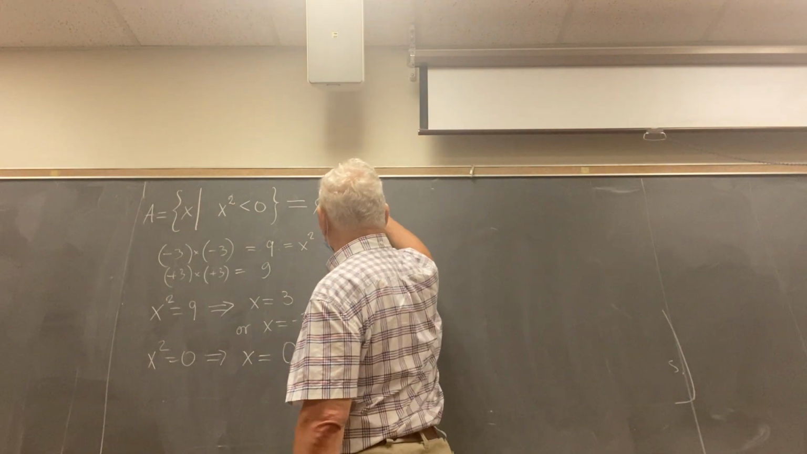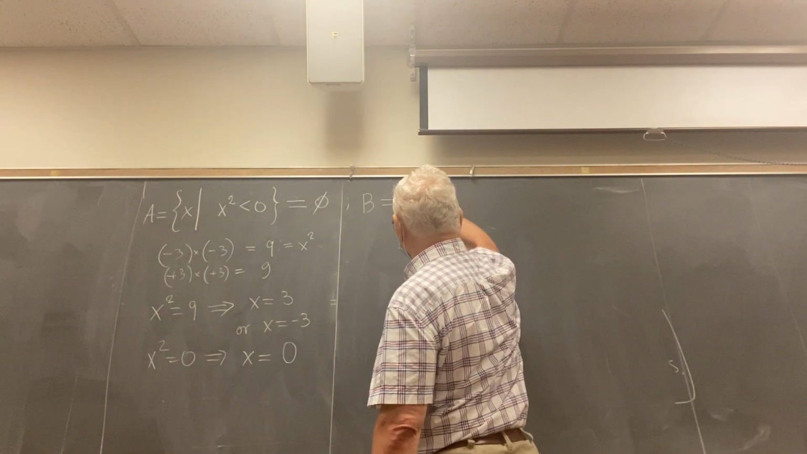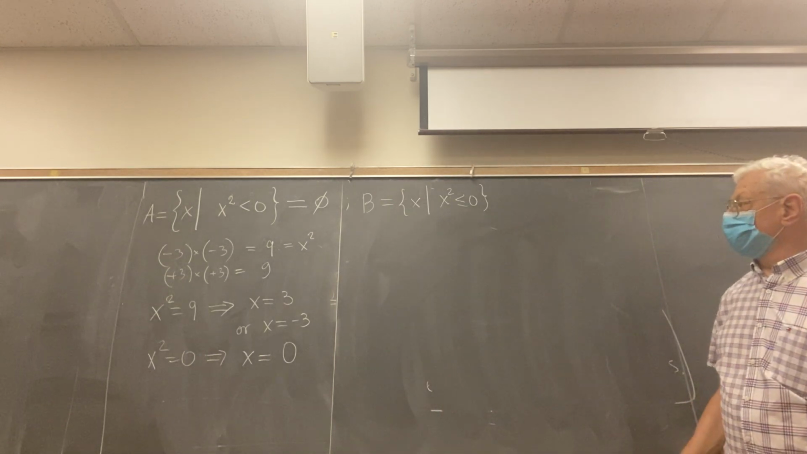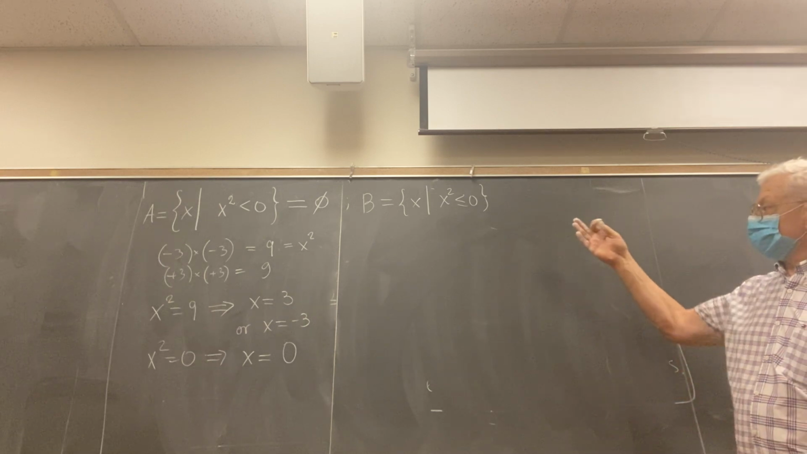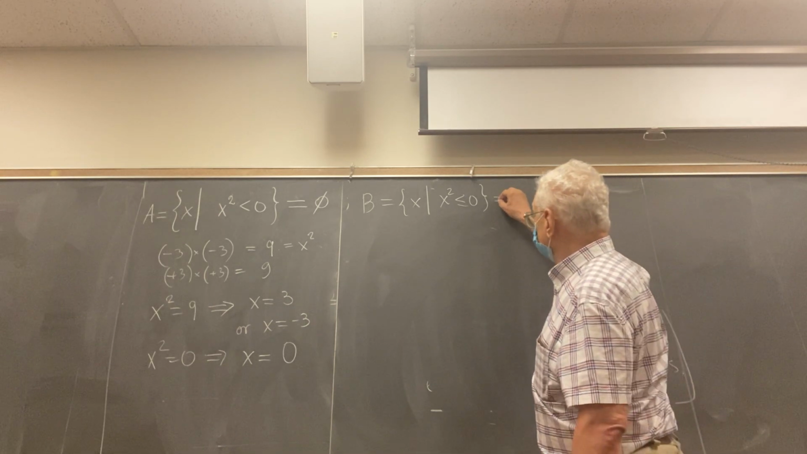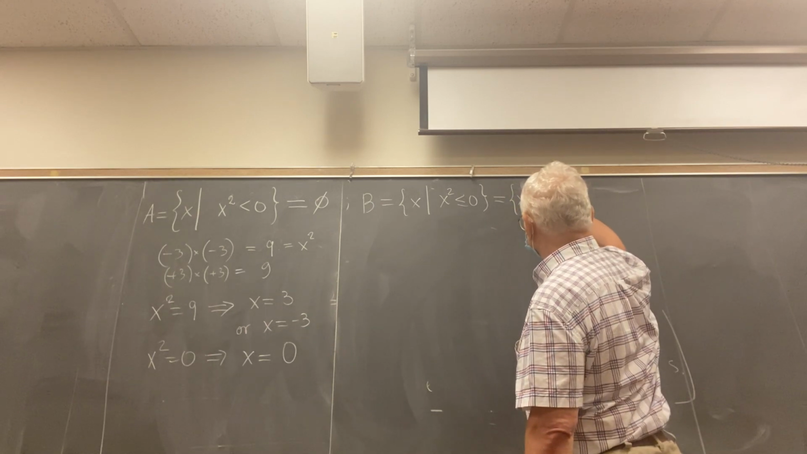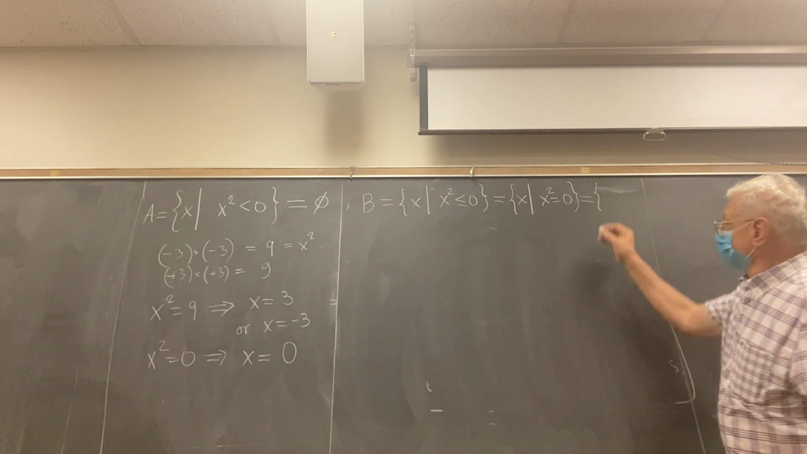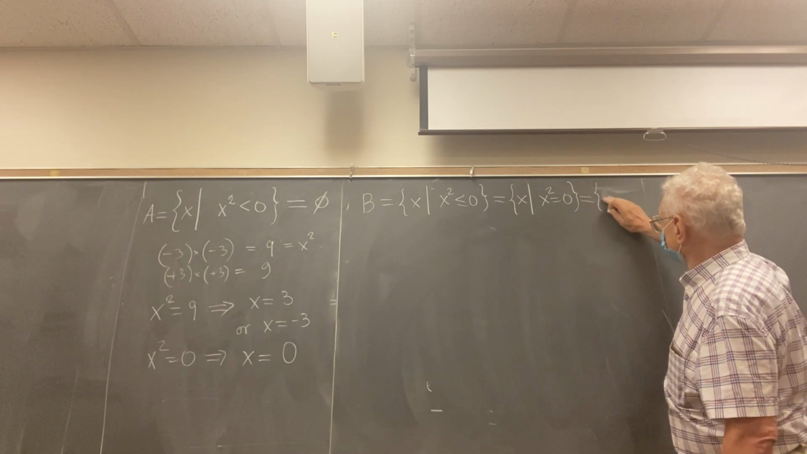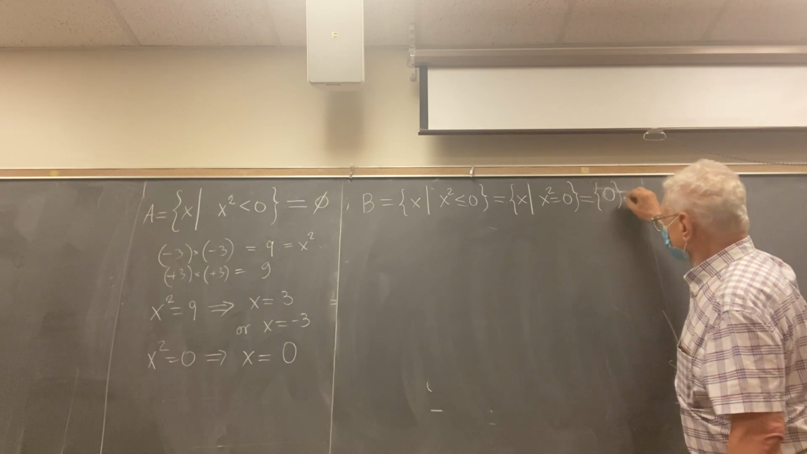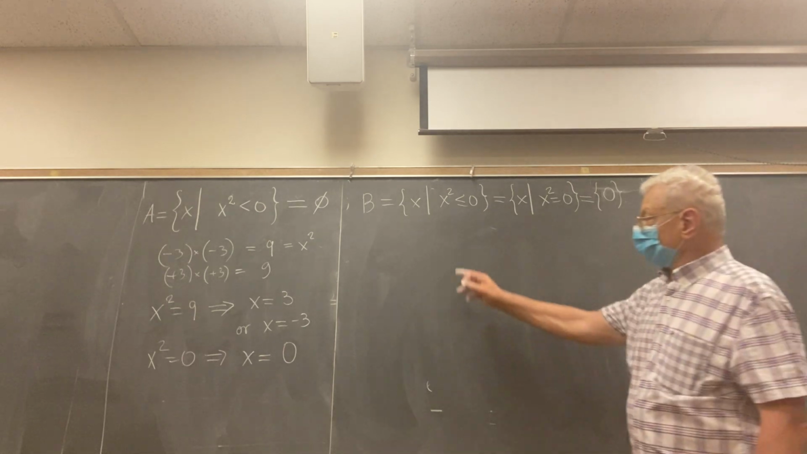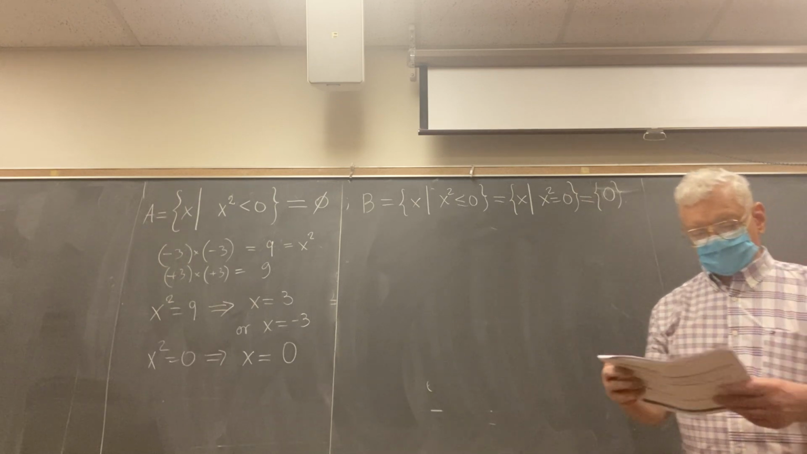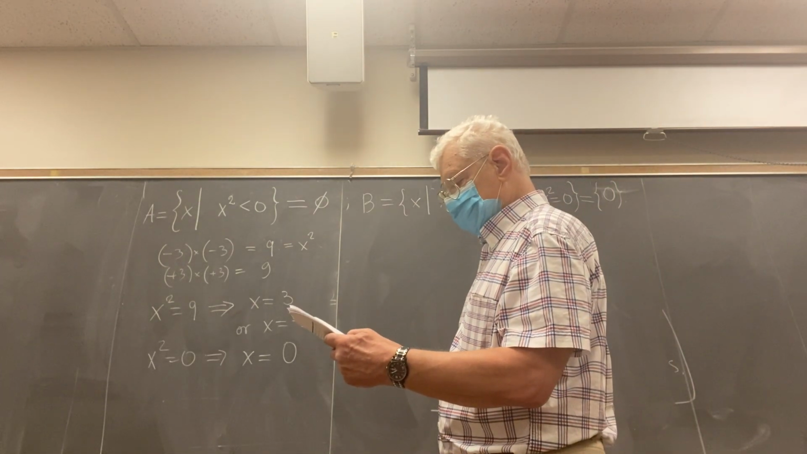But suppose I write the following: b is the set of all x's such that x squared is less than or equal to 0. Less than 0 cannot happen, so it's equal to 0. It is the same as all x's such that x squared equals 0. If you write this set, you get just 0, so x equals 0. In this case, b has exactly one element, which is 0. Clear? Okay, good.